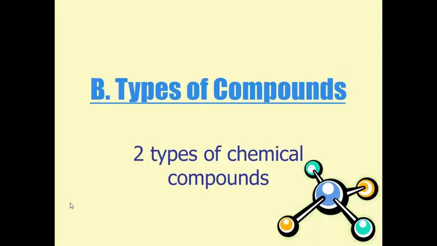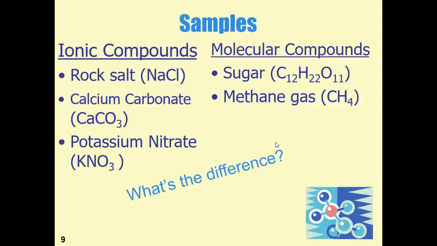So we're going to talk about those two types of chemical compounds. We're going to give examples first of each, and then we'll talk about what an ionic compound is and then what a covalent compound is. So let's give some examples.